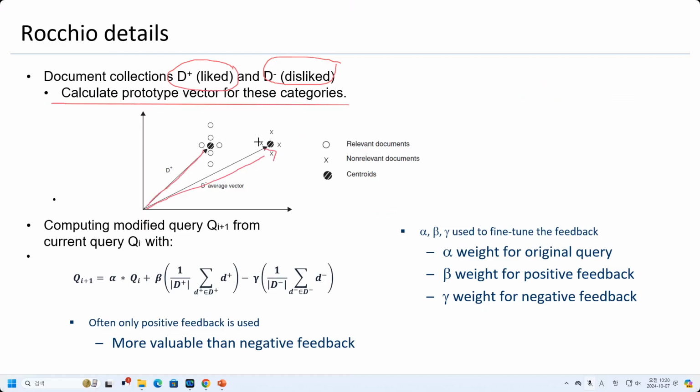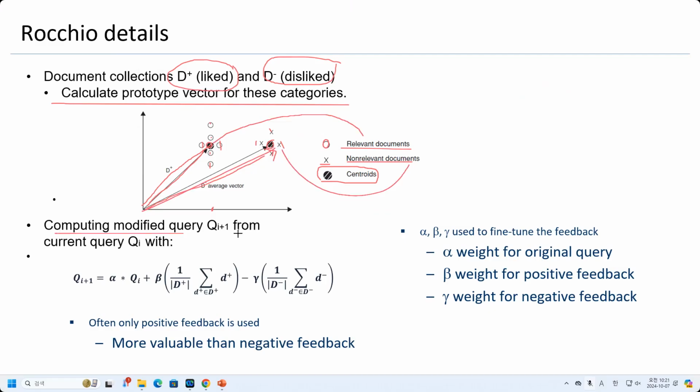Okay. So let's say the circle with white is the relevant documents, and X is the non-relevant documents. And we can calculate the centroid. The centroid means the center point. So let's say this has a word, and this also has another word, and this is the centroid. This is the document which has the non-relevant keywords, and this is the centroid. So this is the centroid for the relevant documents, and this is the centroid for the non-relevant documents.